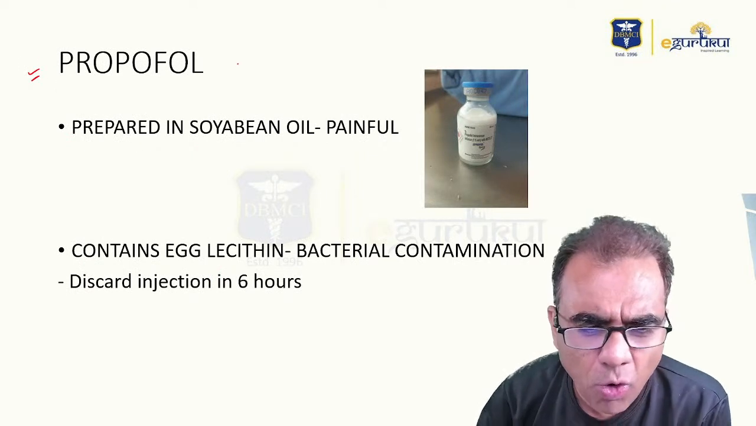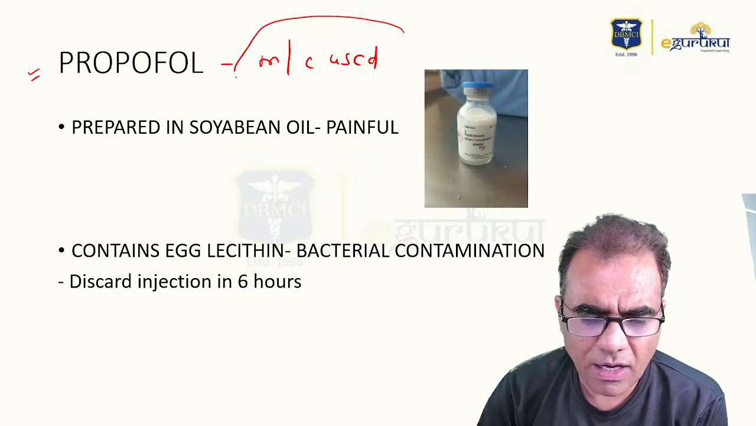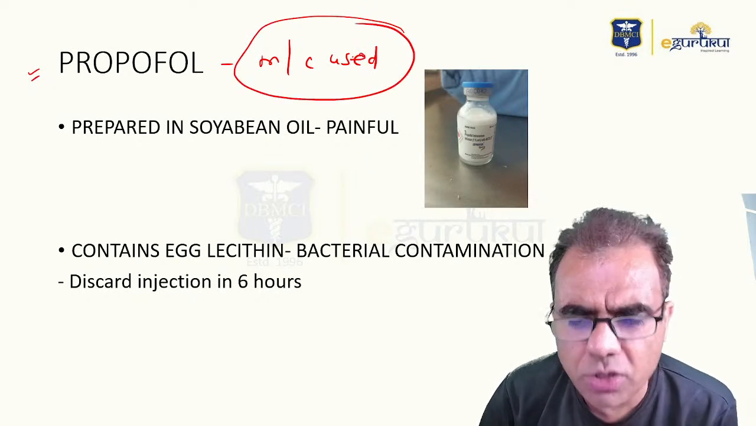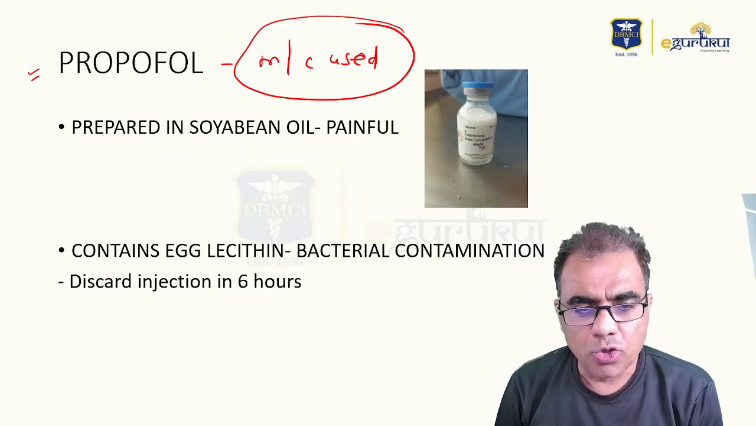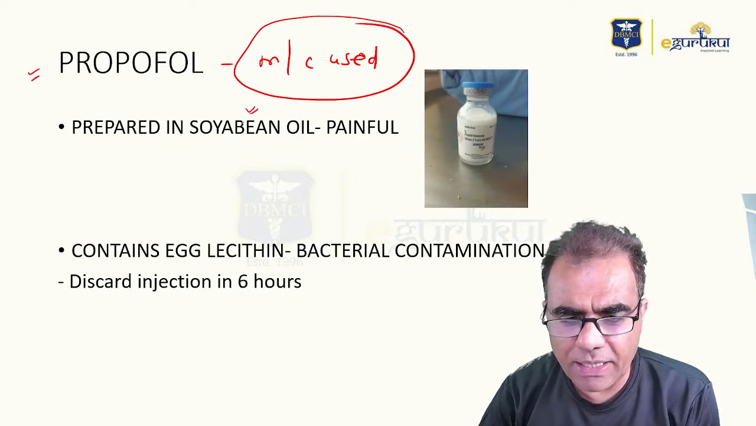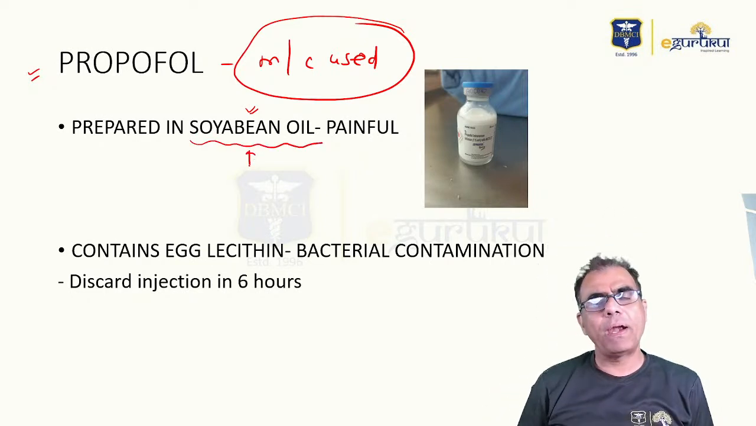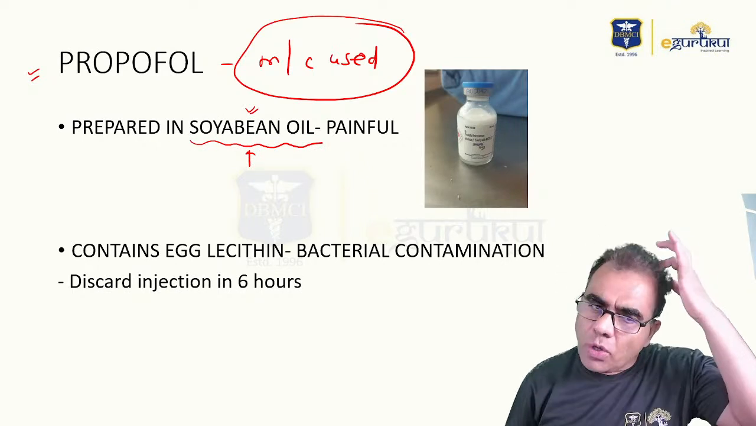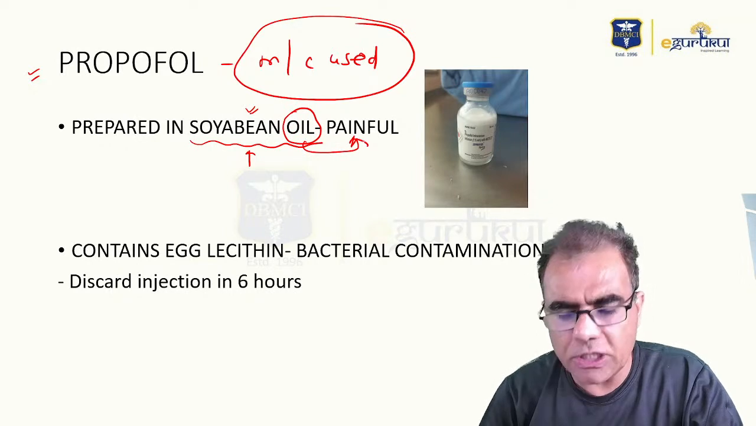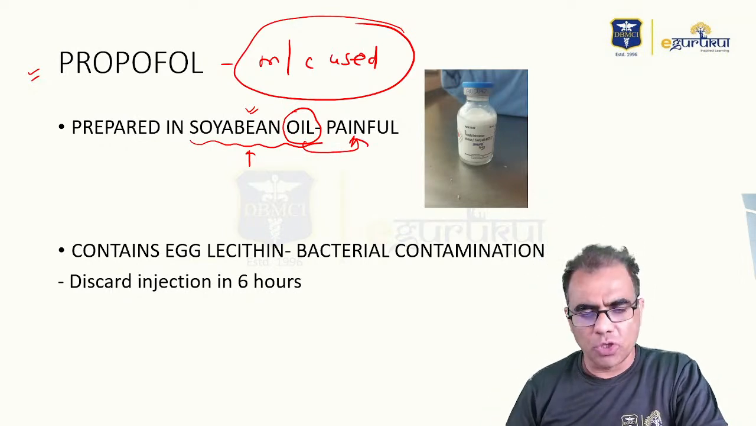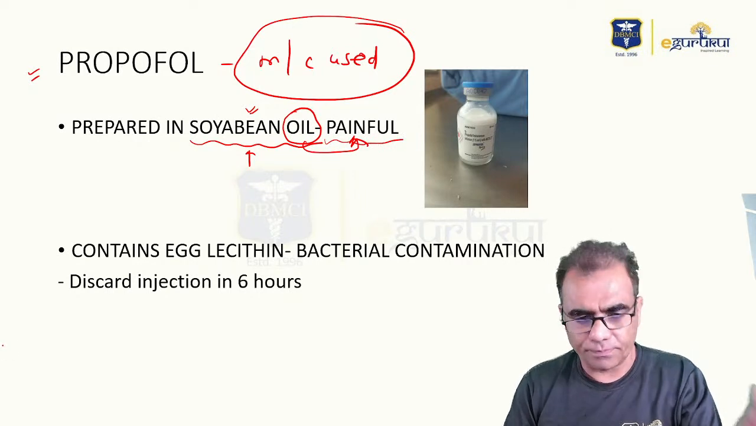Propofol is most commonly used. Nowadays, the most commonly used IV agent for induction is propofol. Propofol is prepared in soybean oil. So it's an oil-based preparation, and you know that all oil-based preparations cause pain when you inject them. That is why propofol, because of its oil-based preparation, is actually painful.